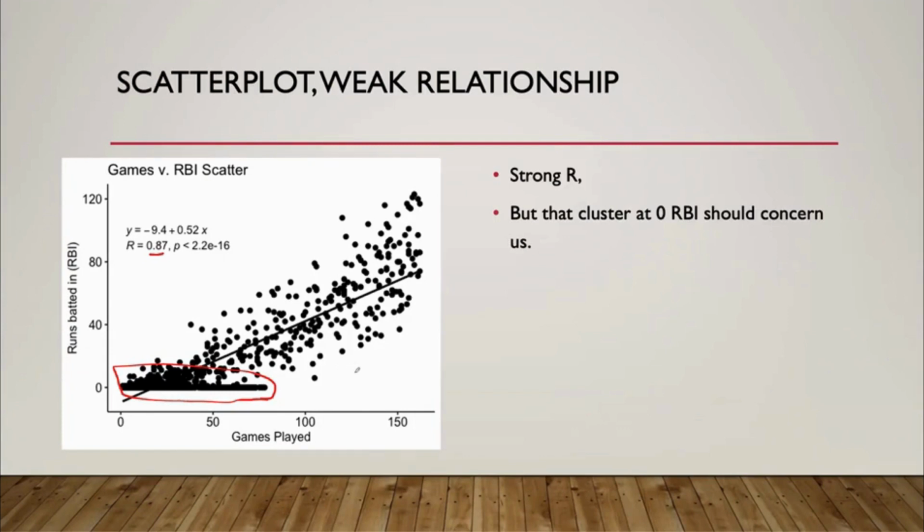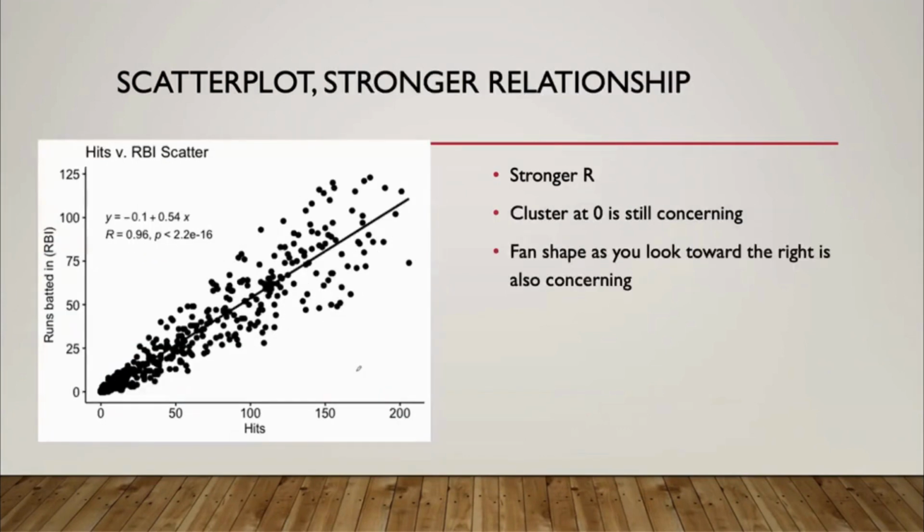Maybe an example of a better one, of a stronger correlation. So this one's 0.96. That's a stronger correlation. It's closer to 0 or closer to 1. Still have a cluster at 0, but it is definitely a more normal shape. Now, for right now, this would still be a pretty good correlation.